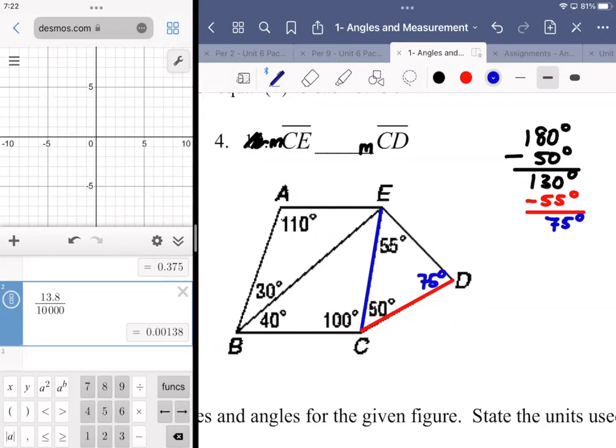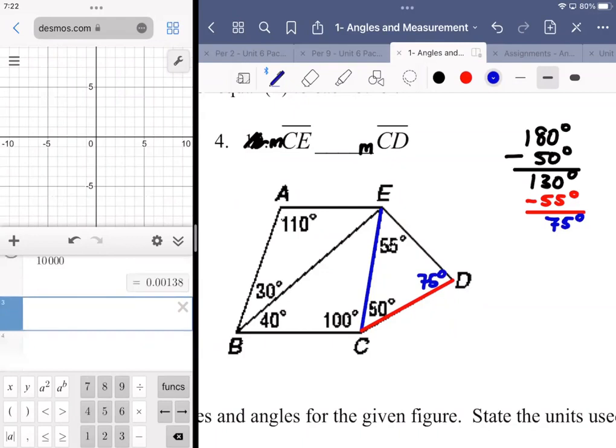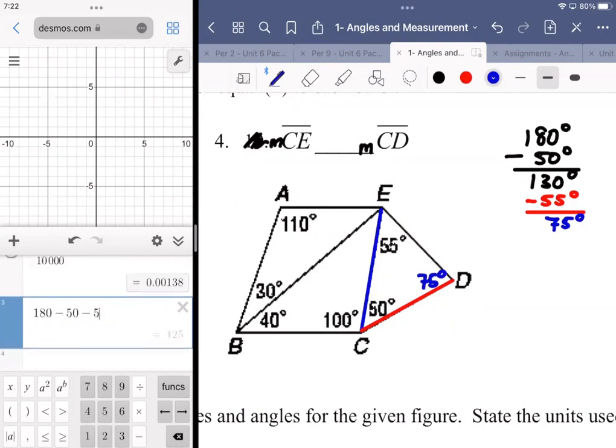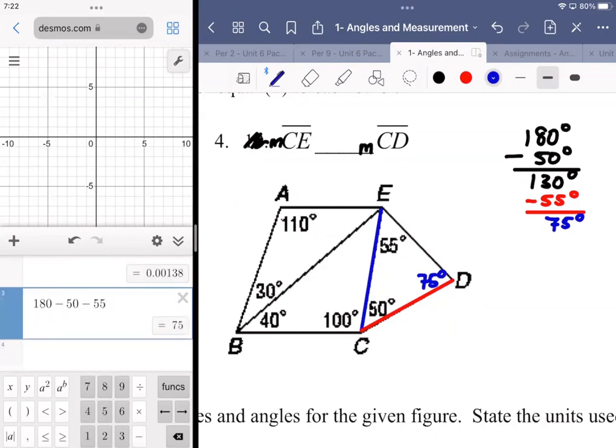You don't have to show the computation, do it in the calculator if you want. Okay, so just simple 180 minus 50 minus 55, so 75. Right? So the angle that's opposite side CD is the 55-degree angle. The angle that's opposite CE is the 75-degree angle.